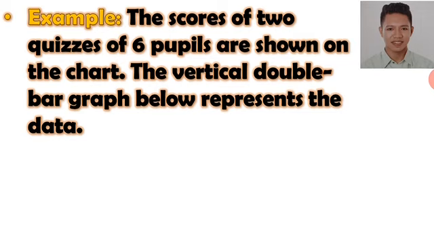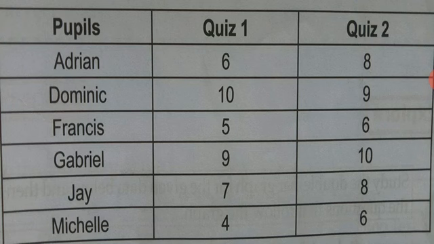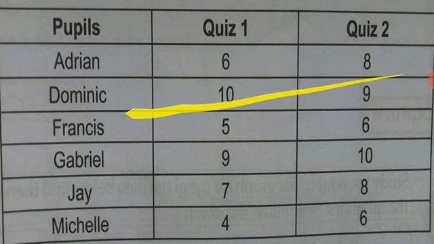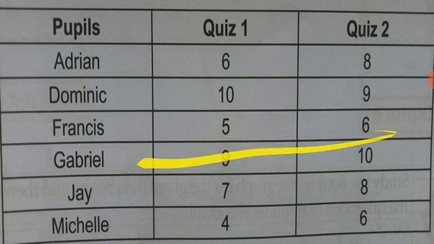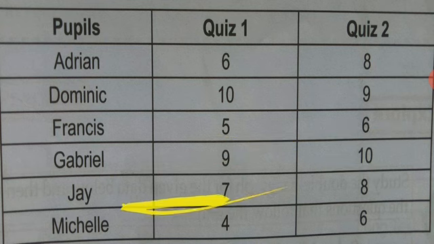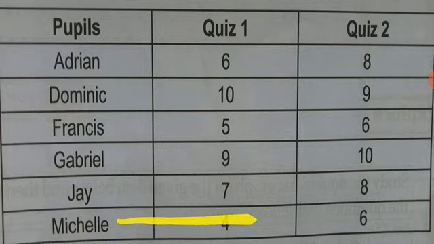The scores of 2 quizzes of pupils are shown on the chart. The vertical double bar graph below represents the data. We use a vertical double bar graph and we will compare the 2 quizzes of 6 pupils. This is the tabular data. Adrian got 6 for the first quiz, 8 for the second quiz, Dominic 10, 9, Francis 5, 6, Gabriel 9, 10, J 7, 8, Michelle 4, 6.